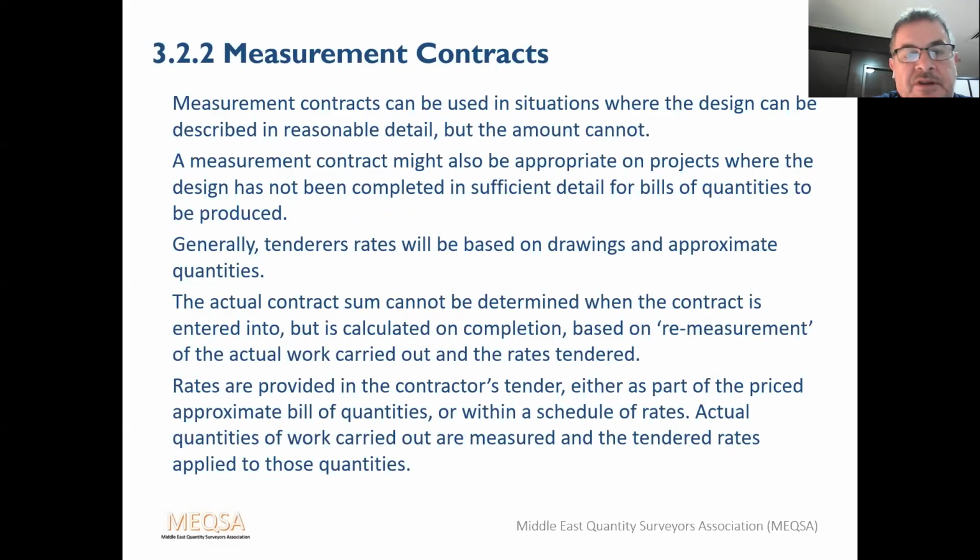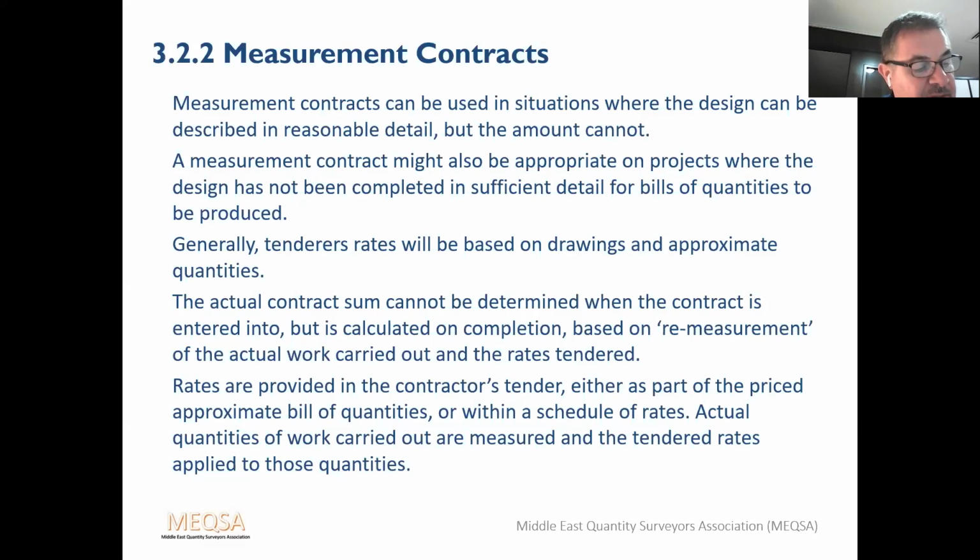Now going on to measurement contracts. Measurement contracts can be used in situations where the design can be described in reasonable detail, where the design or type of works can be described, but the amount cannot. For example, excavation works where the quantity of excavation required is difficult to assess until after the works have begun, or refurbishment where there are some uncertainties about the works that will be required. A measurement contract might also be appropriate on projects where the design has not been completed in sufficient detail for bills of quantities to be produced.